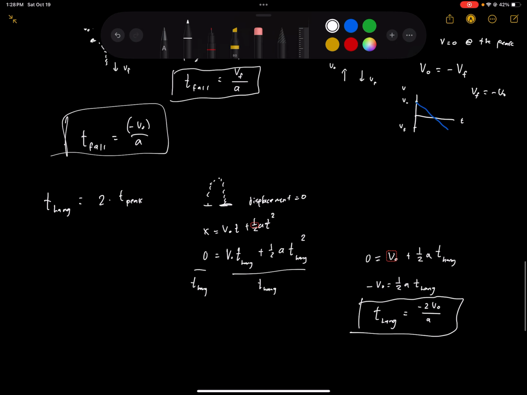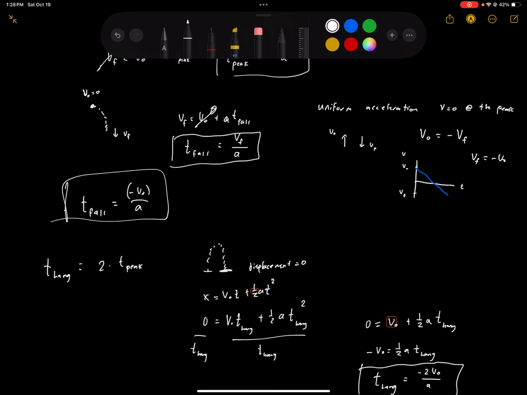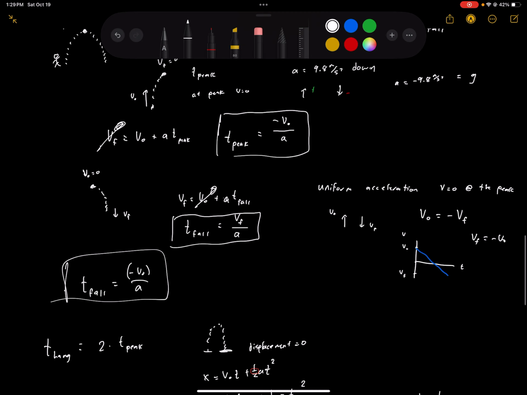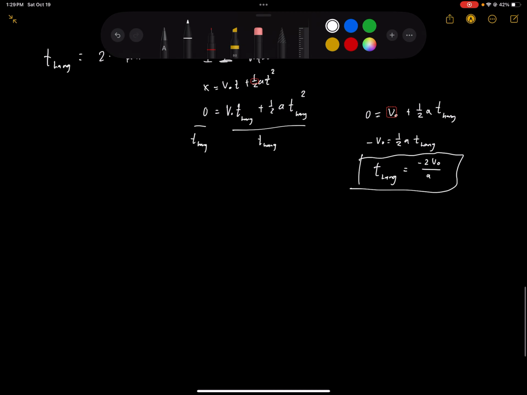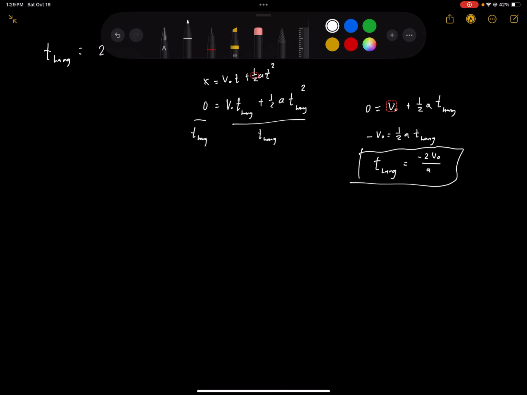Oh, and guess what? T fall is negative v naught over a. T peak is negative v naught over a. T hang is negative 2 v naught over a. So without using any numbers, just showing the kinematic equations, we know that T fall equals T peak, okay?